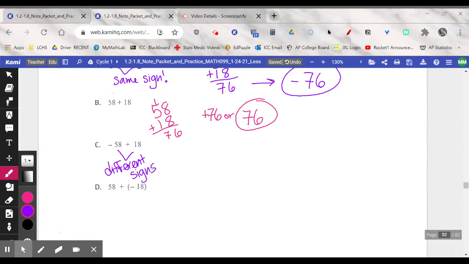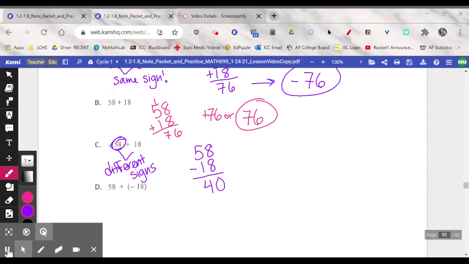So to do ones like this, you're going to take the number that's farther from 0. So this one is farther from 0. And you're going to subtract the other number. So I have 58 minus 18, and that gives me 40. I'm then going to go back to the original problem and look at which one wins the tug of war battle. So the tug of war battle was won by this number because it's farther from 0. So our final answer is negative 40.